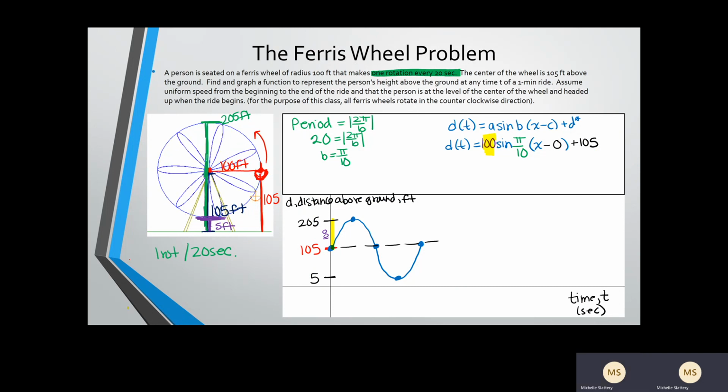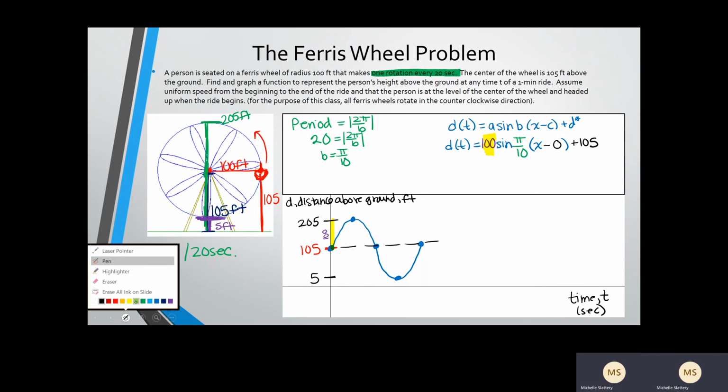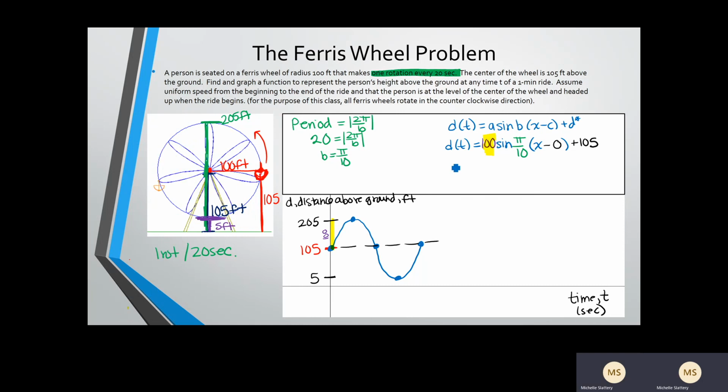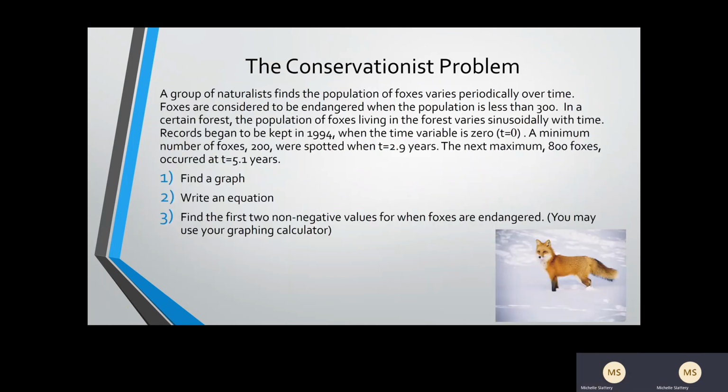Okay. All right, so with that function then, you don't have to put the 0 in there, and so you can just rewrite it, although my computer is probably going to be annoyed with me. And so I can write d of t is equal to 100 sine of pi over 10 times x plus 105. And then that's going to be the equation that I'm writing. And I've written my equation.